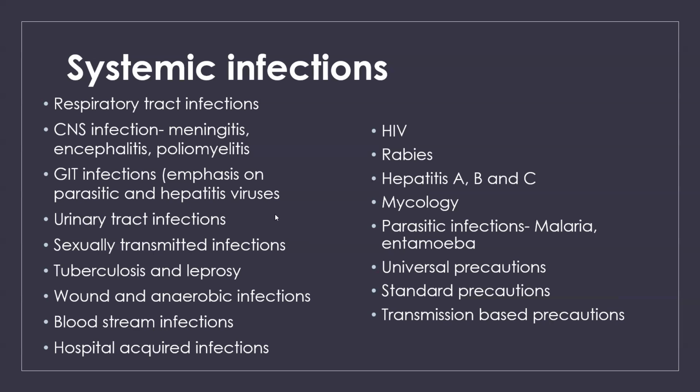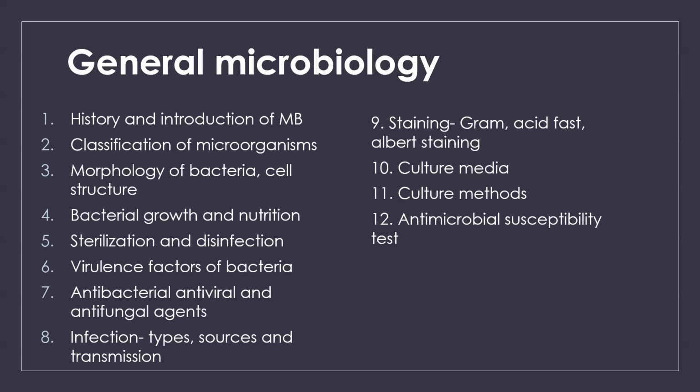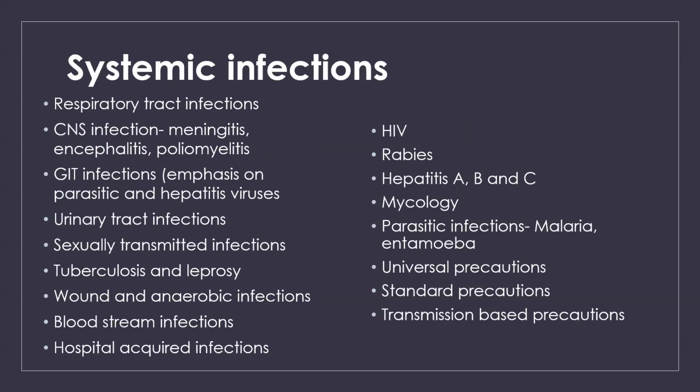Always you should go from simple to complex, which means start reading general microbiology, then immunology, then hospital acquired infections, universal precautions, standard precautions, transmission based precautions, poliomyelitis, HIV, rabies, hepatitis, and after that, read the remaining topics. There are chances of getting one essay question from general microbiology and immunology, and the other question from systemic infections. We can't expect it exactly every time. Sometimes you may get 2 questions from systemic infections also.